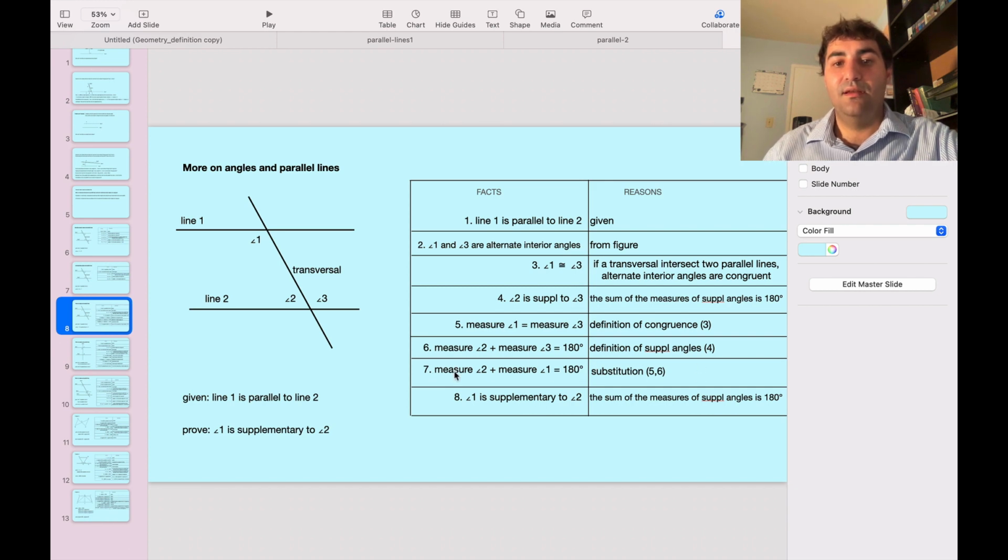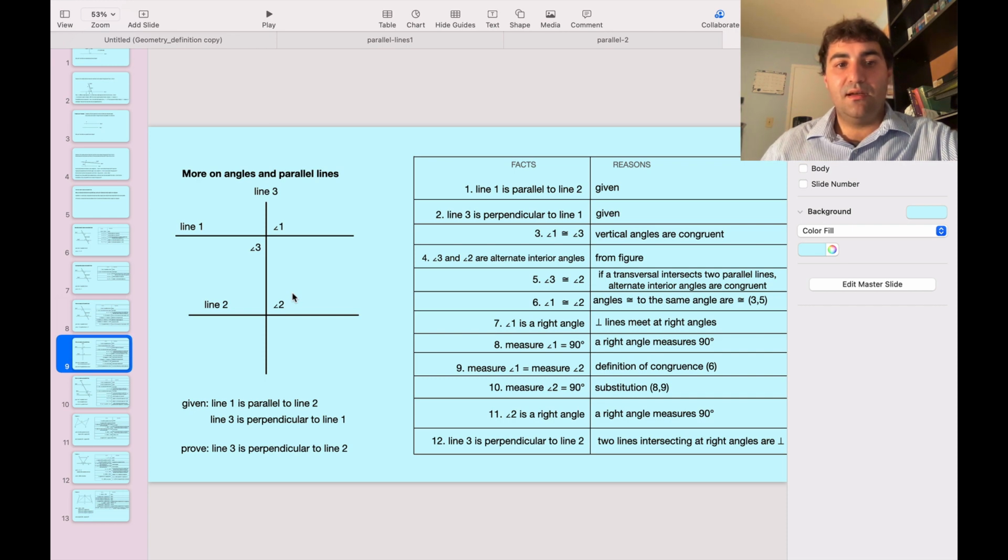And 7. So in other words, angle 1 is supplementary to angle 2, right? Because the sum of the measure of angle 1 and the measure of angle 2 is going to be 180 degrees. So we've established that if line 1 is parallel to line 2, then angle 1 is supplementary to angle 2.